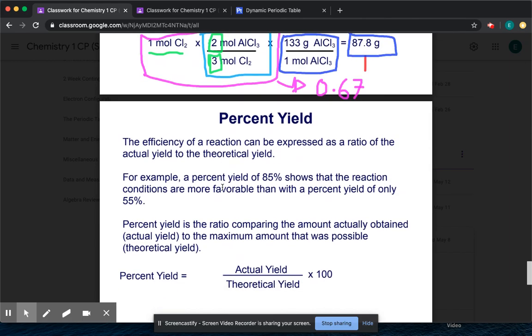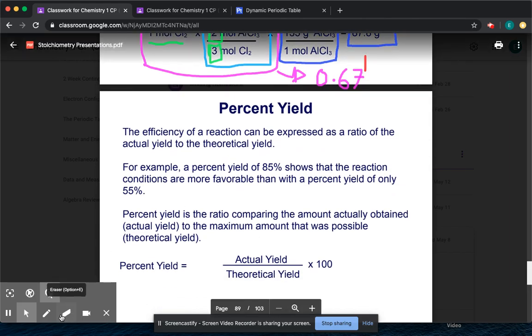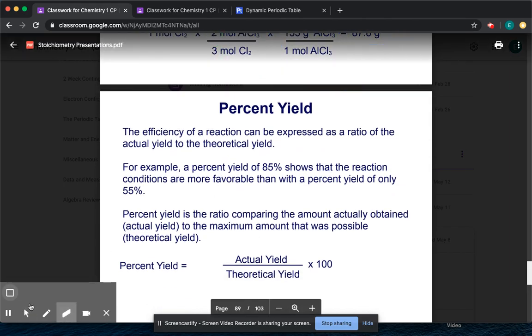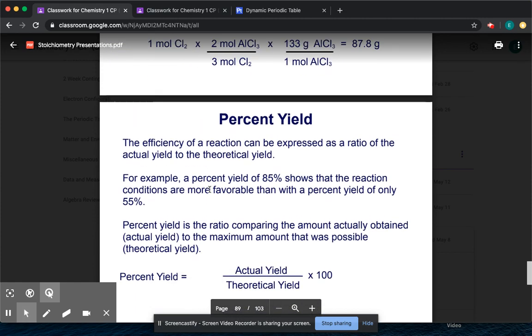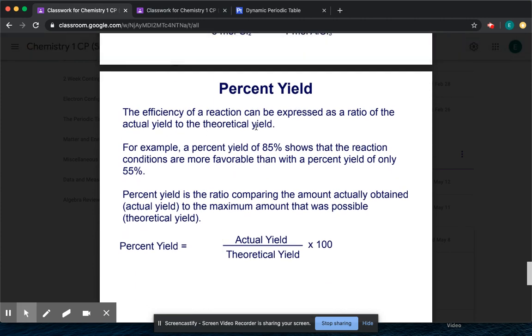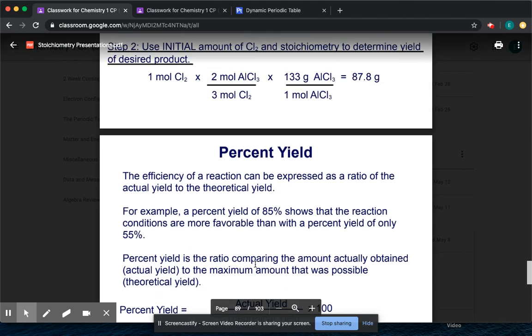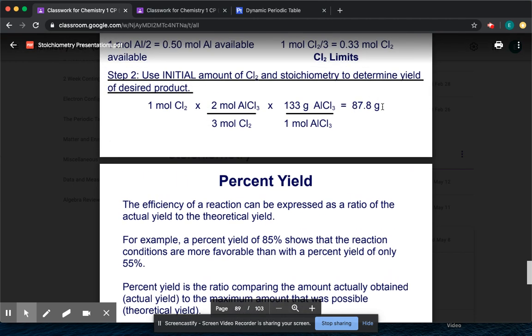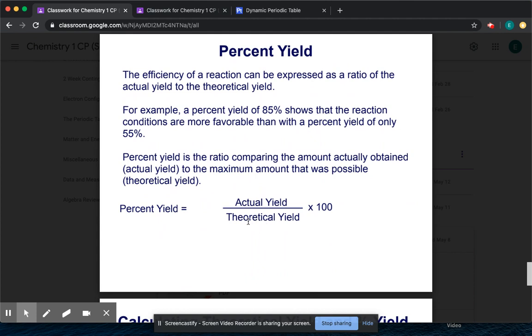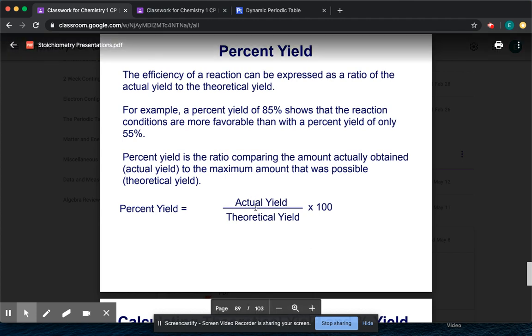Okay, so now we got to get into calculating those efficiencies. So now we got to look at the percent yield. Percent yield, again, it's what you actually got divided by what you were supposed to get. So in this case, we were supposed to get 87.8. So on the bottom, you would put 87.8. And then if we were able to measure what we actually got, that's what we would put up top.